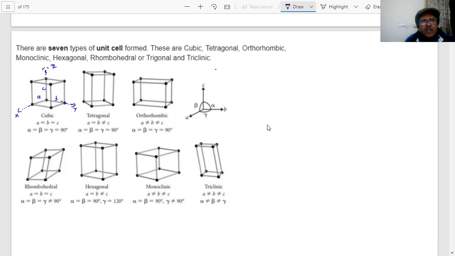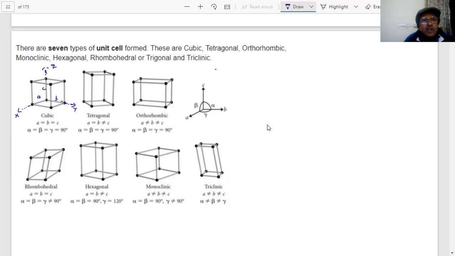We are going to give examples of each one of them. How do we determine that? There are many instruments now, X-ray crystallography and many other methods, by which we can see their unit cells.